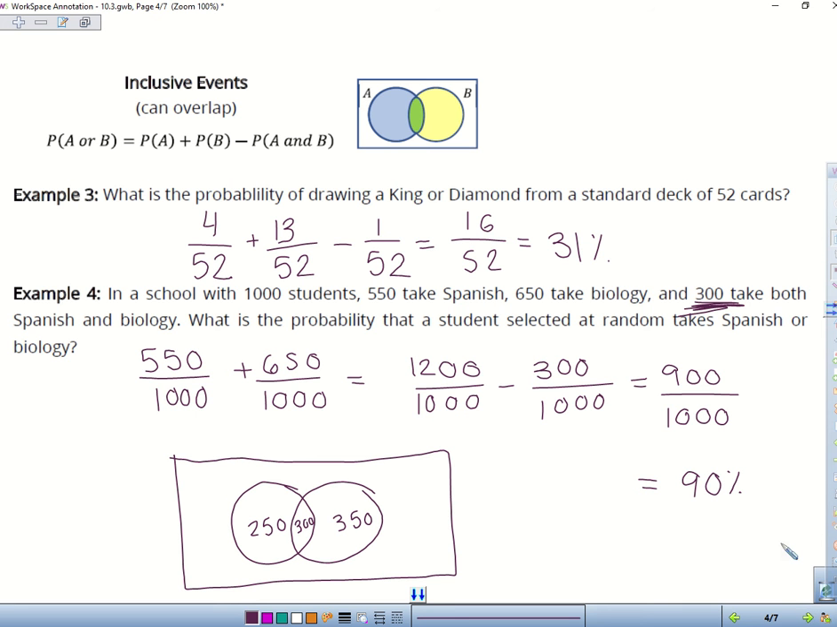So when it says 550 take Spanish and 650 take biology, then 300 students take both. That means, alright, so how will we know if it doesn't say a bunch of people take both? Well, I'd have to tell you. Yeah, you have to be given a certain amount of information to be able to calculate these things. Okay.